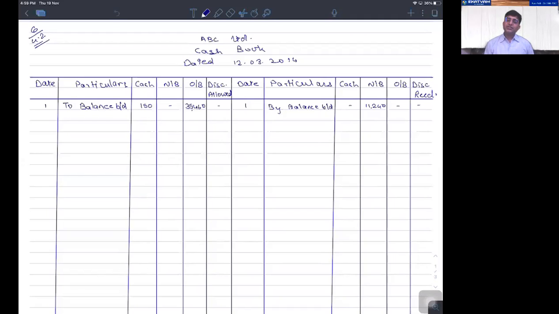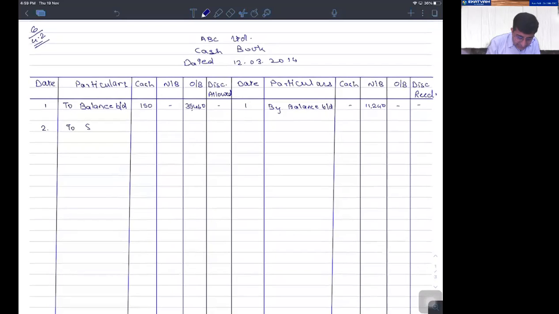Had I passed the journal entry for this, I would have made a single journal entry as what? Bank account debit 1245, that is National Bank account debit 1245, bank charges account debit 5 to sales account 1250. But now I'm not writing it in the form of journal entry, I'm writing it in the cash book. So I have to write according to the cash book or not. And therefore that transaction will be recorded in two parts as what?